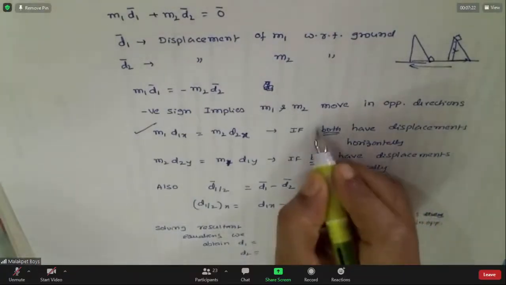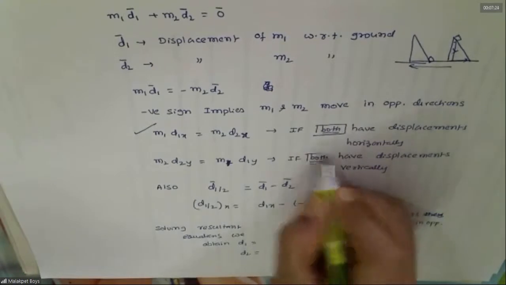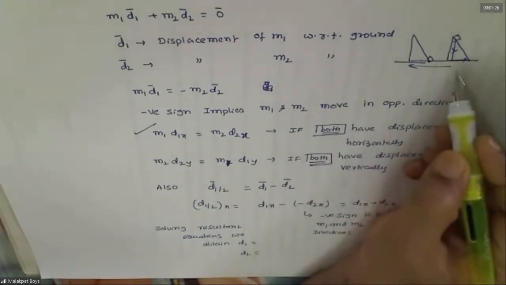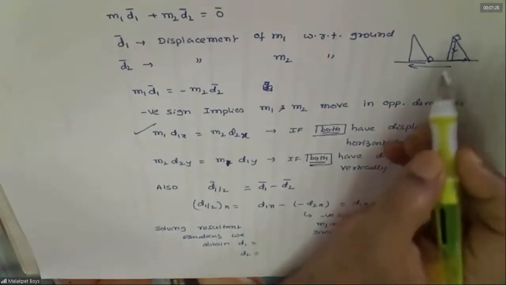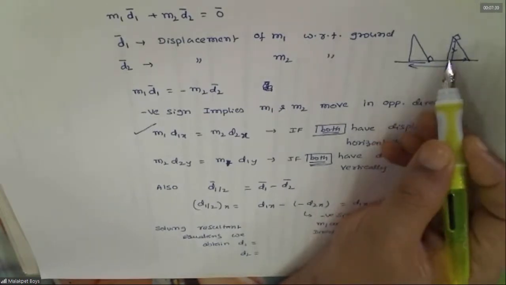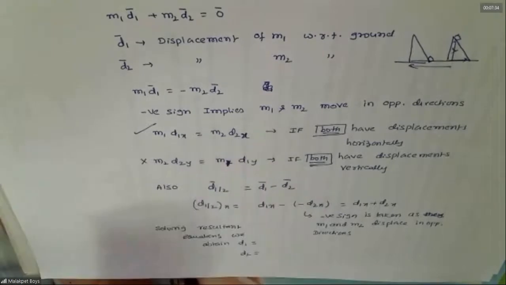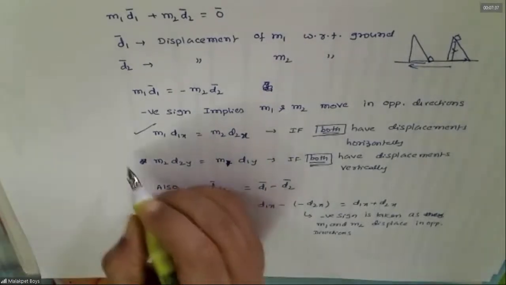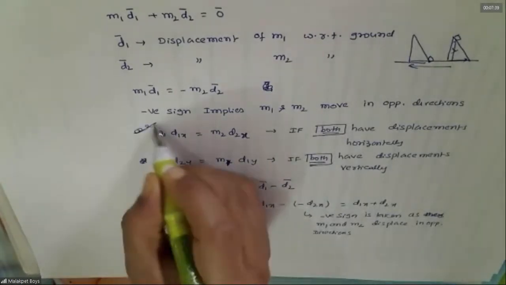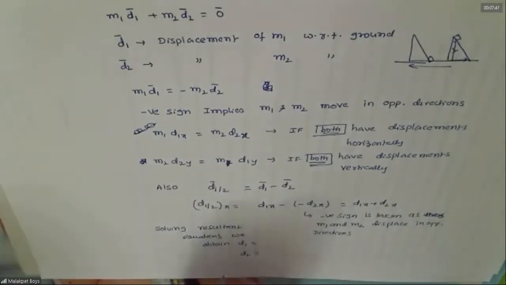Clearly I'm writing, if both have only horizontal displacement, you use this. In yesterday's wedge problem, you don't have vertical displacement for the wedge. That is the reason why we did not use this. Understood this? Frame the equations according to the need. No need to frame the equations now, I am telling the methods.